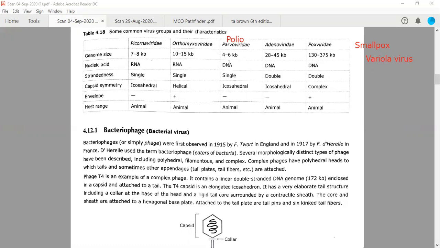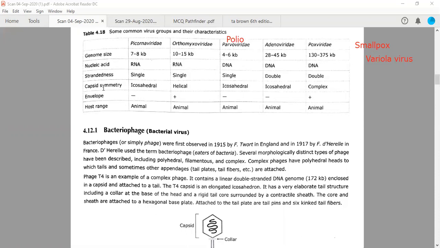Okay, so first thing is their size. Second is nucleic acid, whether it is RNA or DNA. So first two families have an RNA genome. Last three, Parvo, Adeno, and Poxviridae, have a DNA genome. Now, strandedness is also important. So the first two families are single-stranded RNA. Third, Parvoviridae is actually single-stranded DNA, and then the others have double-stranded DNA. So you can see the complexity is increasing in this order if you move from left to right, right?